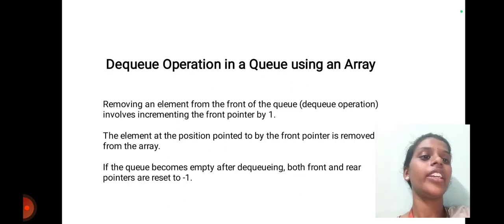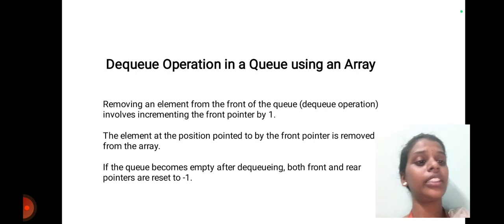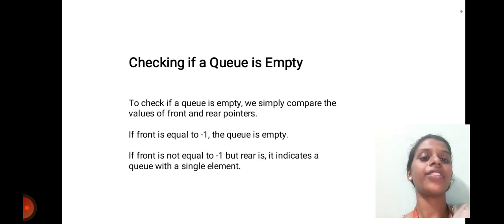Dequeue operation in a queue using an array. Removing an element from the front of the queue, dequeue operation involves incrementing the front pointer by 1. The element at the position pointed to by the front pointer is removed from the array. If the queue becomes empty after dequeuing, both front and rear pointers are reset to -1.